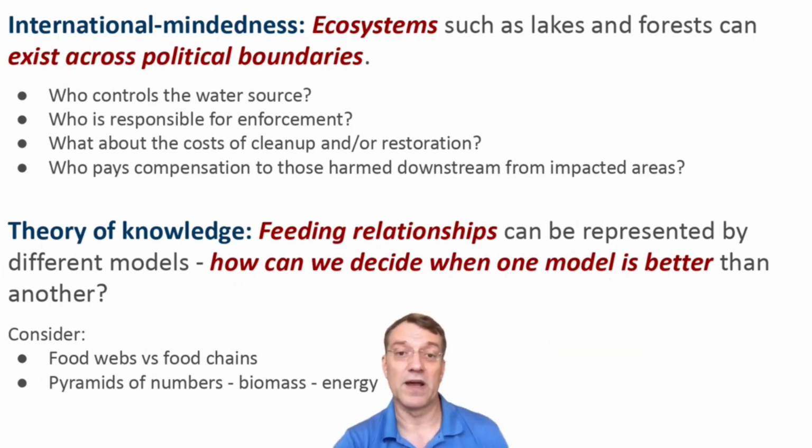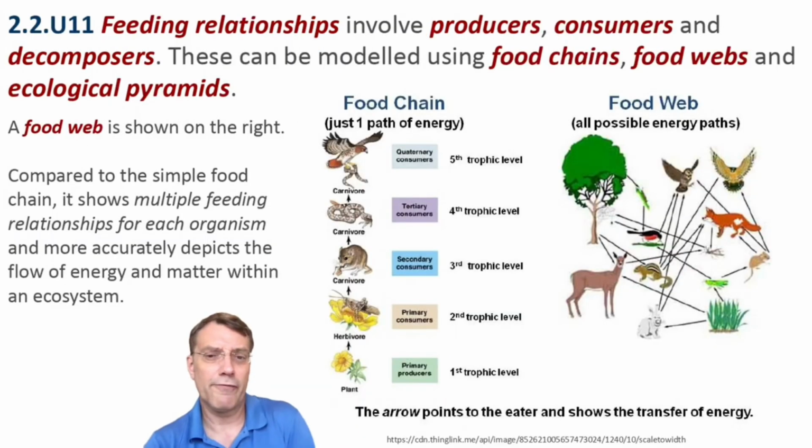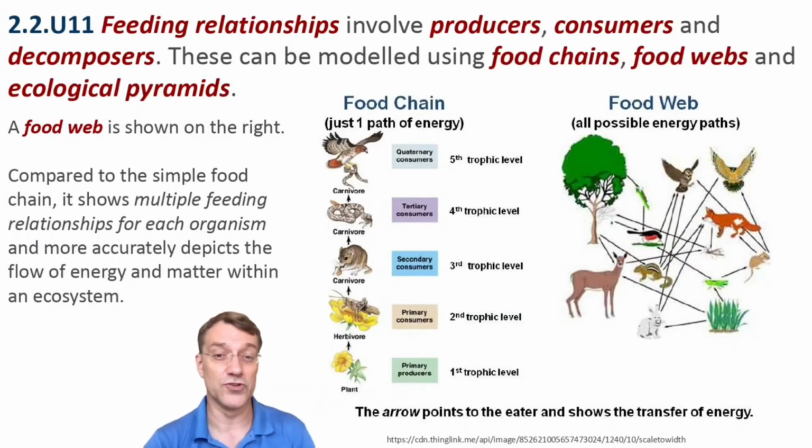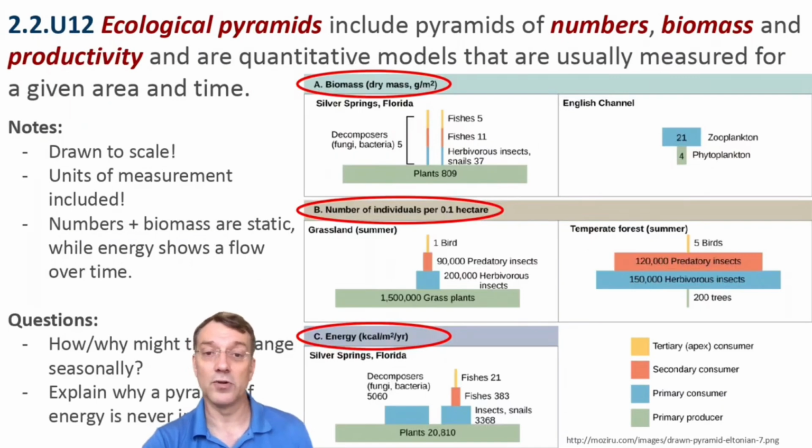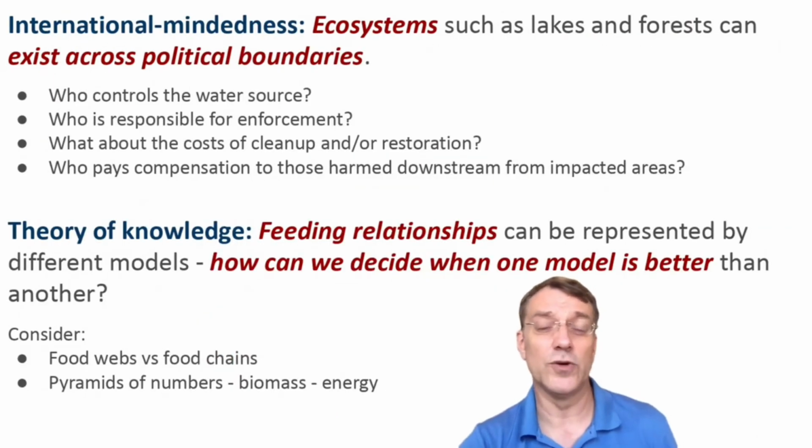From a TOK perspective, it's worth considering how different models represent feeding relationships. When is a food web more appropriate than a simple food chain? When might a pyramid of numbers be more informative than a pyramid of biomass? These kinds of choices influence the way that we understand ecosystem dynamics.